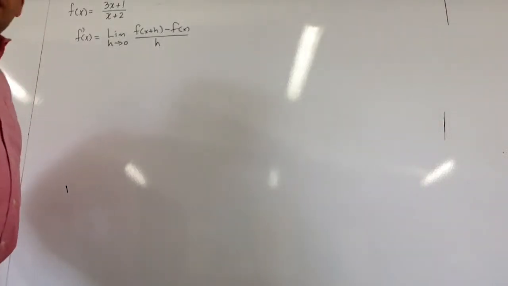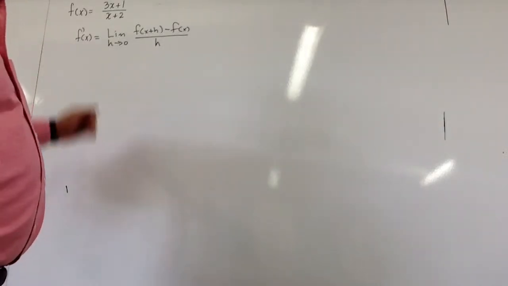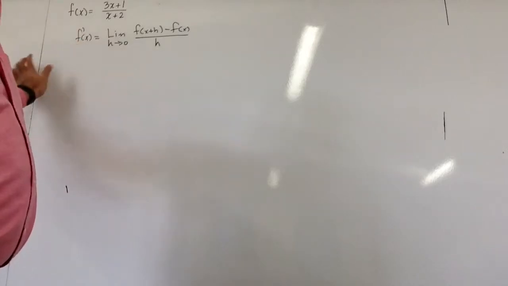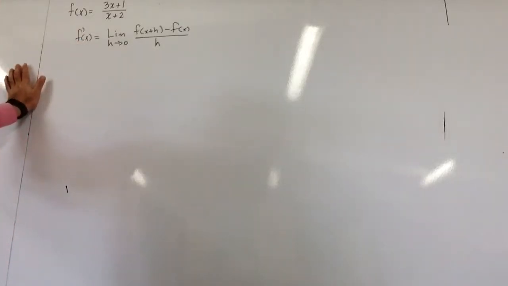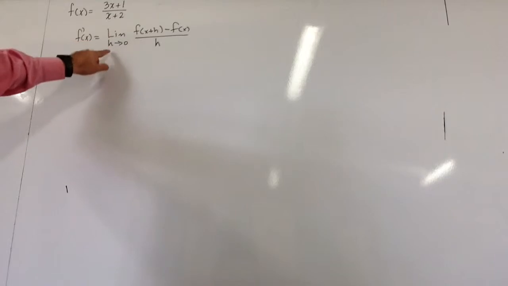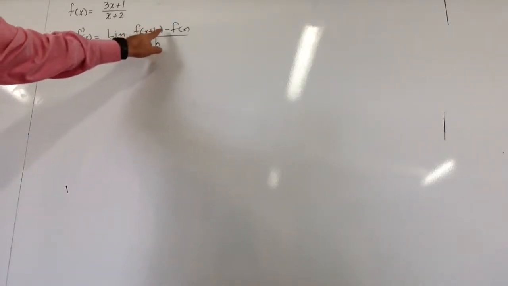We're going to use the definition of derivative to find the derivative of f of x equals the quantity 3x plus 1 over the sum of x and 2. We're going to use the h definition. f prime of x is the limit as h approaches 0 of f of x plus h minus f of x over h.